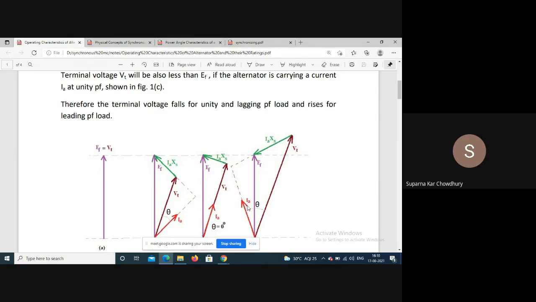Now, what happens if we have a leading current? Say the machine is supplying a leading current IA. So the drop will be perpendicular to this IA axis. So our terminal voltage magnitude is now greater than EF. So if the machine is supplying a leading current, then its terminal voltage will increase from its no load value.